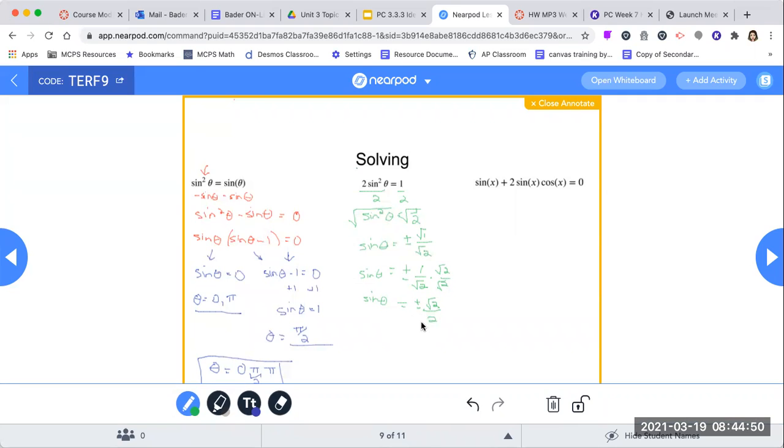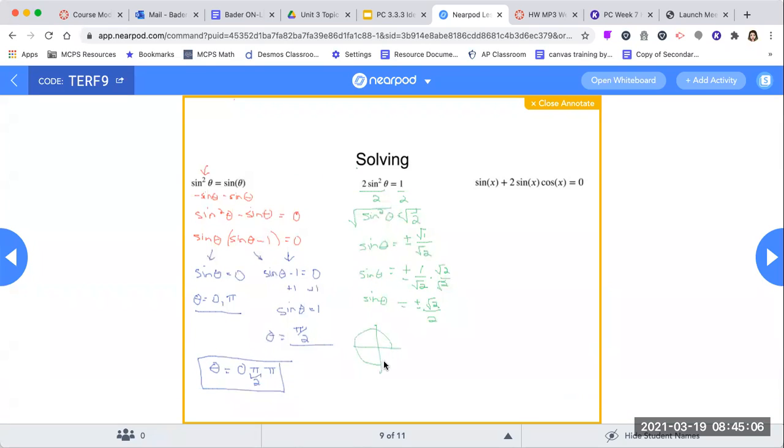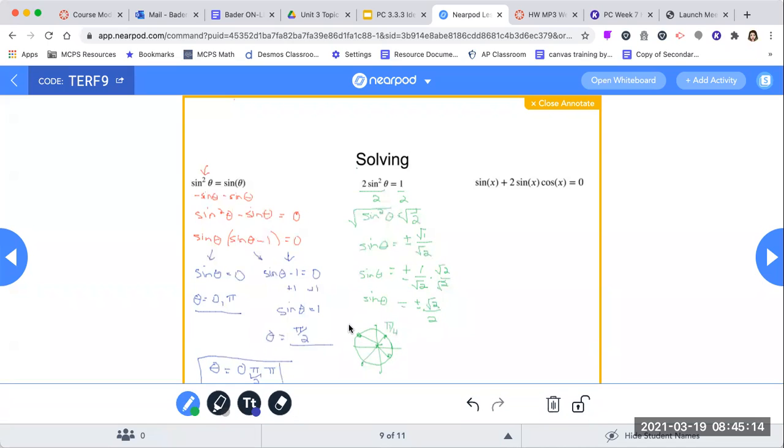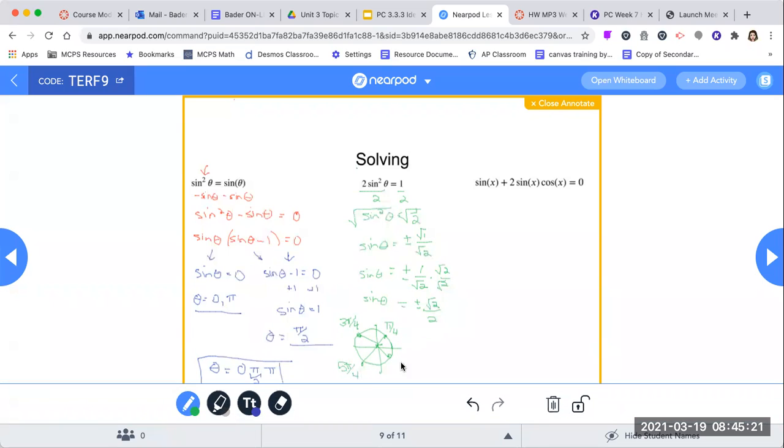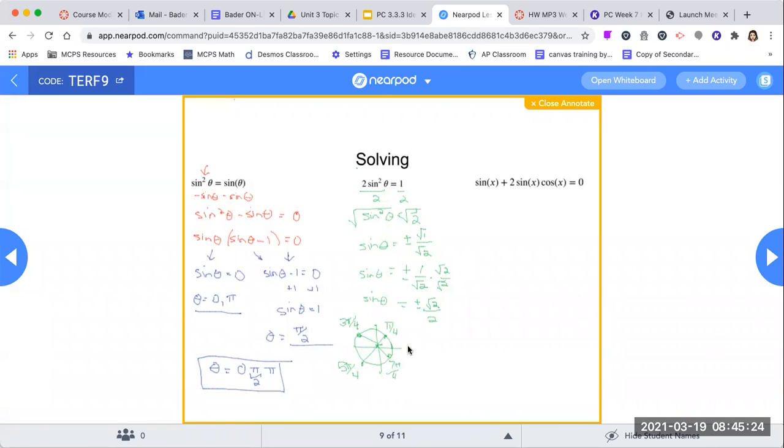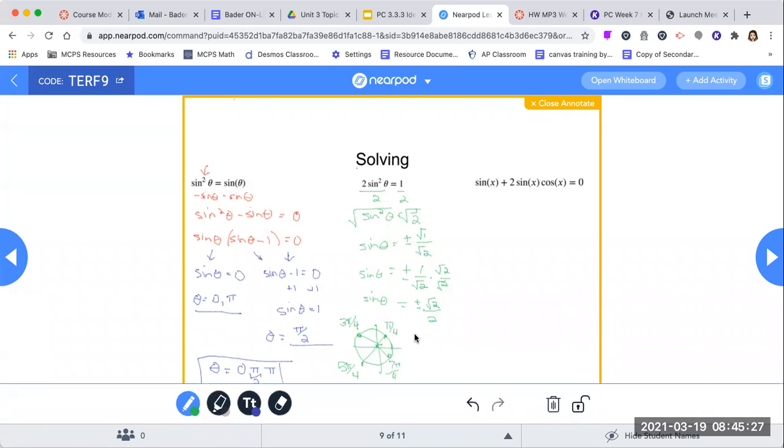So sine of theta is plus or minus root 2 over 2, which is a sine ratio that we're familiar with. Root 2 over 2 is the sine of pi over 4. Negative root 2 over 2 is the sine of negative pi over 4. But because we're solving on the interval from 0 to 2 pi, we're going to take basically every 45-degree reference angle. Pi over 4 has a sine of positive root 2 over 2. So does 3 pi over 4. And 5 pi over 4 has a sine of negative root 2 over 2. And 7 pi over 4 has a sine of negative root 2 over 2. So this is going to have 4 answers.